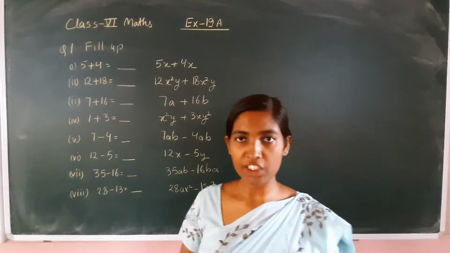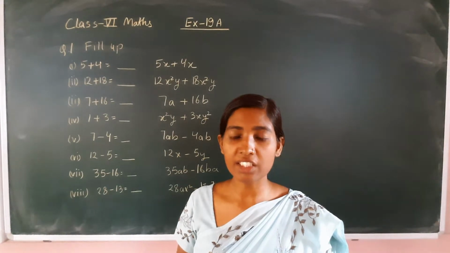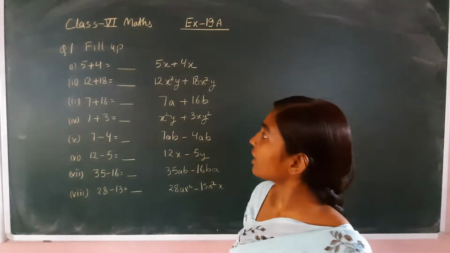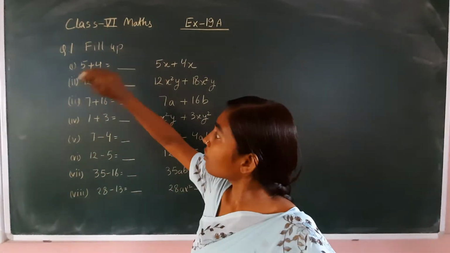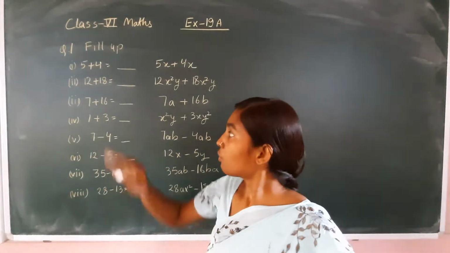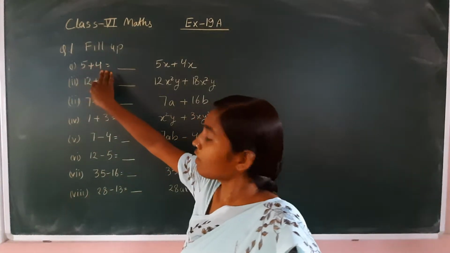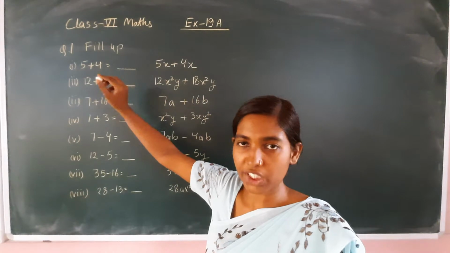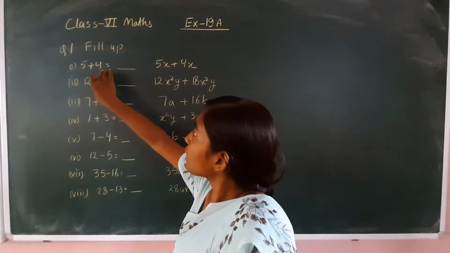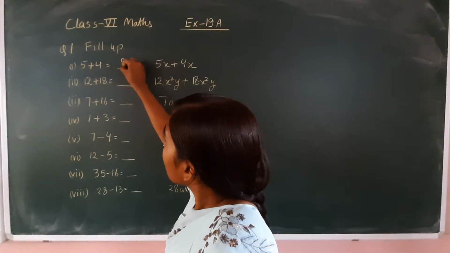Dear students, in this video we will see class 6 maths chapter 19 and its question number 1, fill up. Here the first one is very simple, 5 plus 4, you know it is very easy. 5 plus 4 answer will be 9.